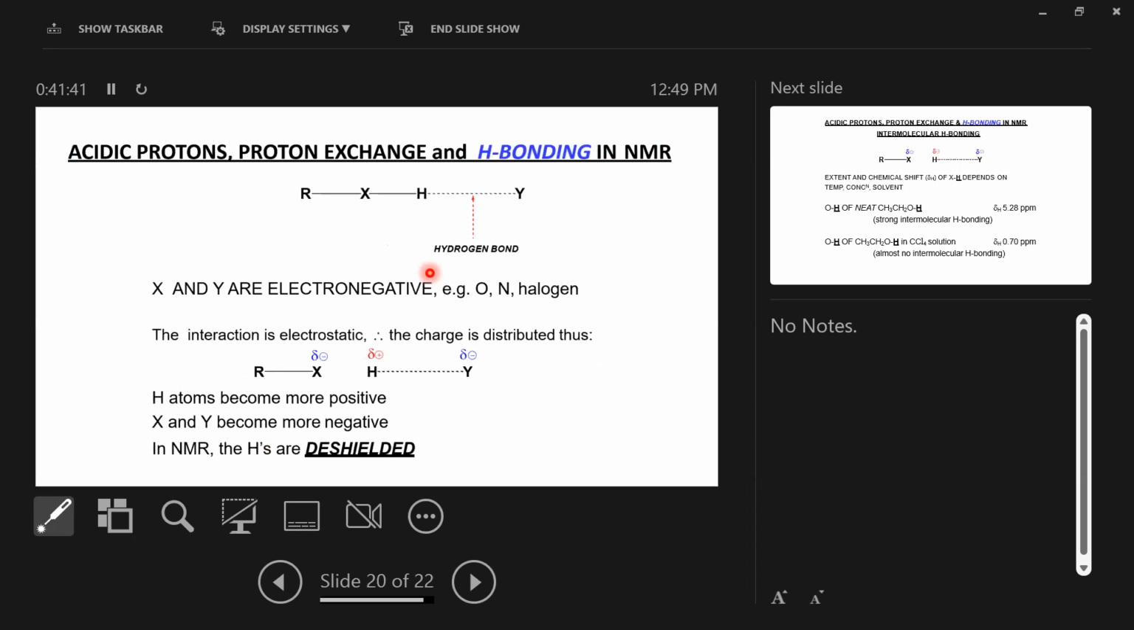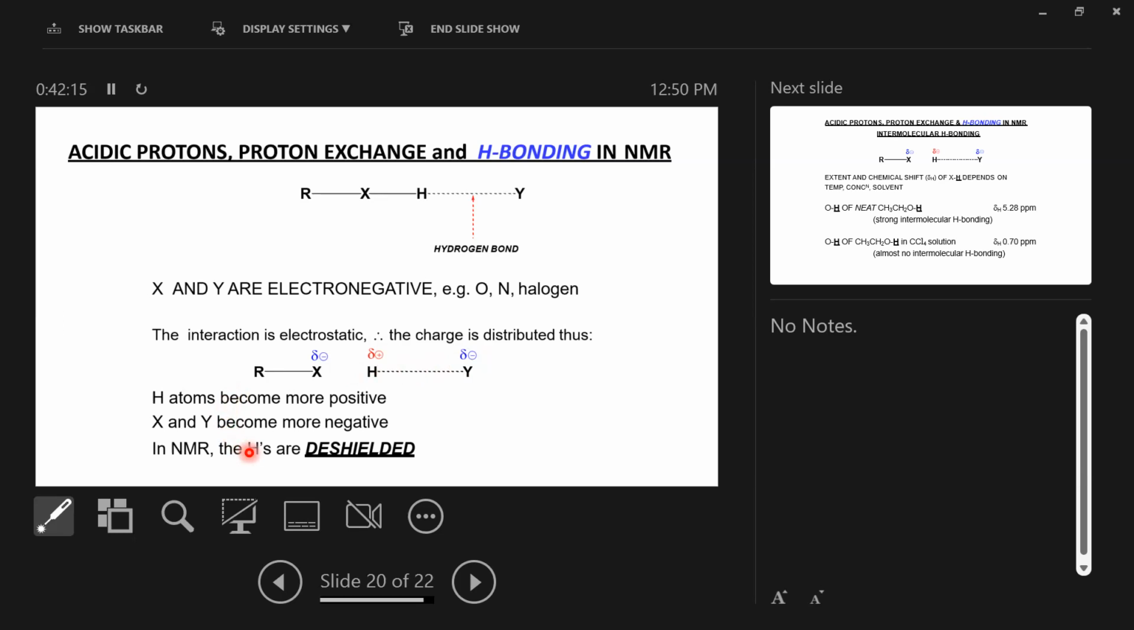So, acidic protons, proton exchange, hydrogen bonding in NMR. X and Y are electronegative atoms, for example oxygen or nitrogen or even a halogen. The interaction is electrostatic, so there's a charge distribution as a result: delta negative, delta positive, delta negative, with the hydrogen bonding. The hydrogen atom becomes more positive, X and Y become more negative, and in the NMR, the hydrogens tend to be more deshielded as a result of this proton exchange.